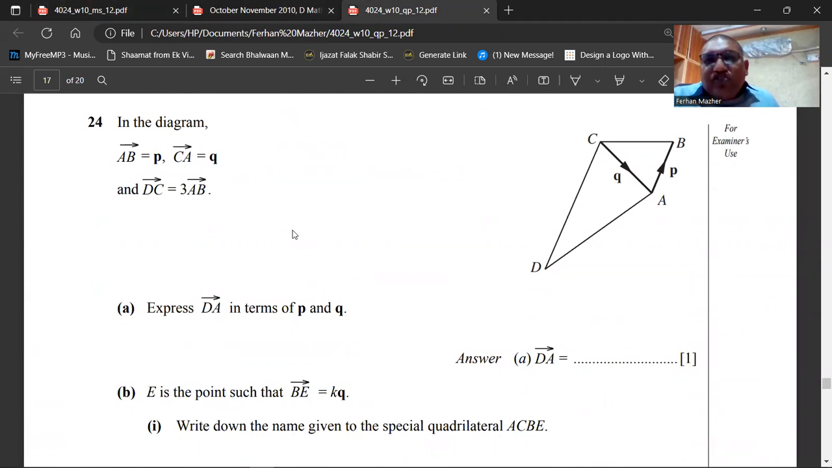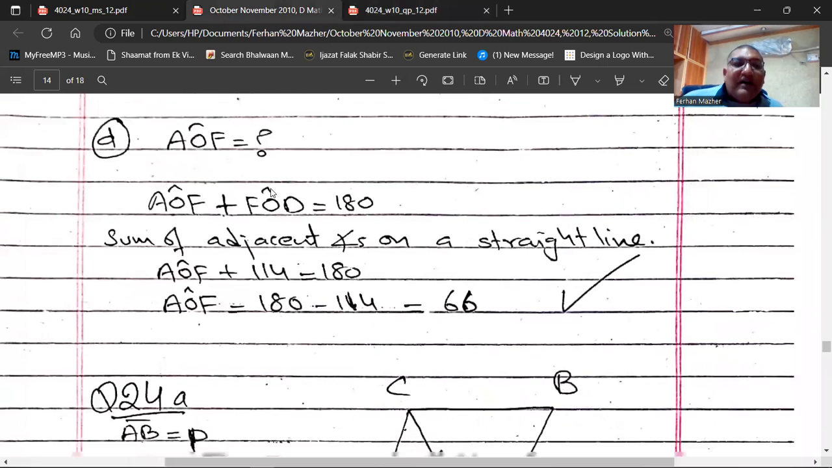In the diagram, that's question number 24. In the diagram, AB is P, and CA is Q, and DC is 3 times AB. So that will be 3P. Express DA in terms of P and Q. If you want to find DA, I will make the bypass and go from D to C, from C to A. So I will write down that bypass.